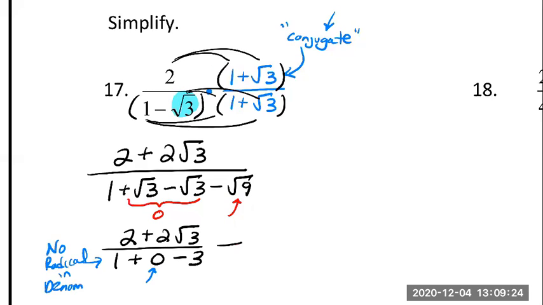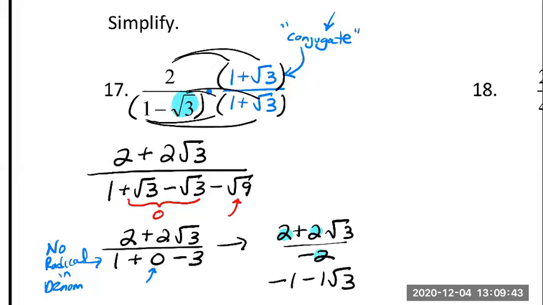And then I think we can just simplify this a little bit more. We have that 2 plus 2 root 3 divided by negative 2. And we would divide the 2 with these 2's. So that would be 2 divided by negative 2 is negative 1, minus 1 root 3. So our answer would be negative 1 minus root 3. So that's the process of multiplying by a conjugate to be able to rationalize the denominator.